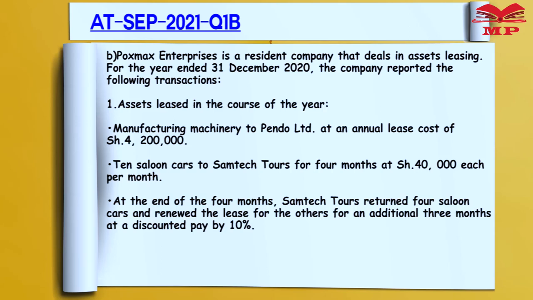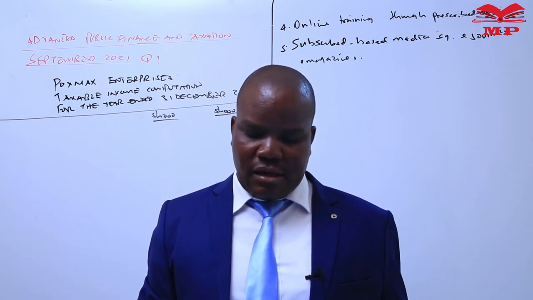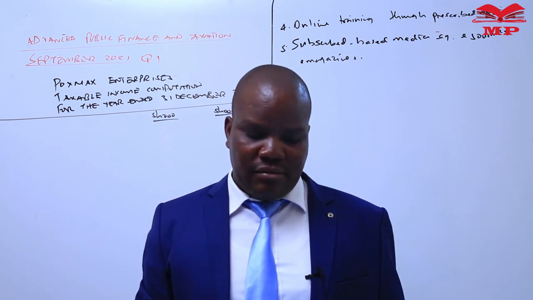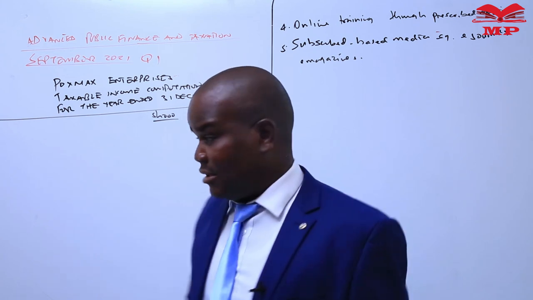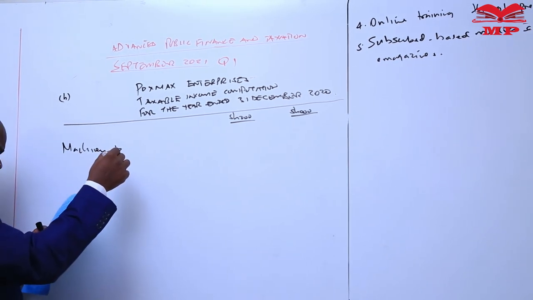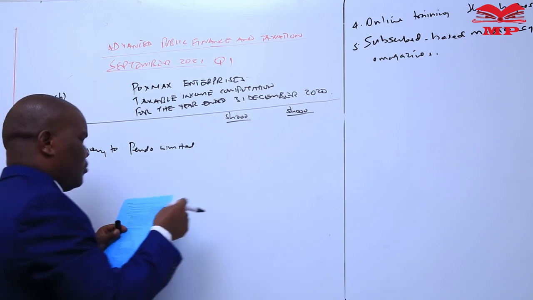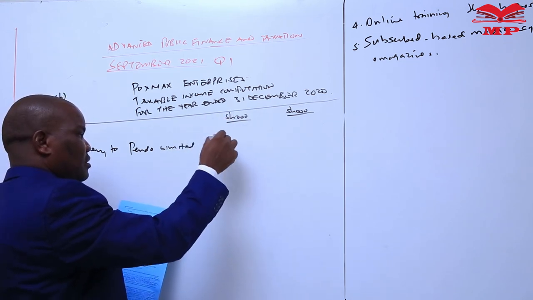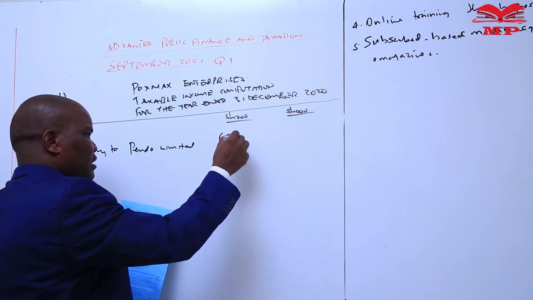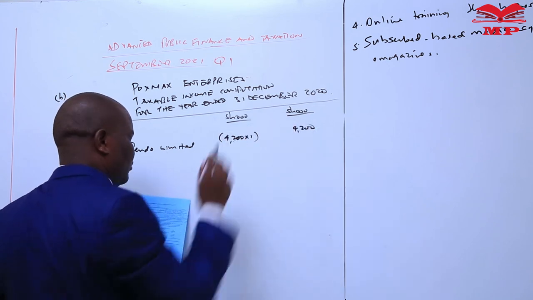So let's start. Assets leased in the course of the year. One, we have manufacturing machinery to Pendo Limited at an annual lease cost of 4.2 million shillings. In other words, Boxmark Enterprises leased machinery to Pendo Limited for an annual lease of 4.2 million shillings. That would be a taxable income in the books of Boxmark Enterprises. So we write here machinery to Pendo Limited. It was 4.2 million shillings. Because we are carrying three zeros here, we shall have 4,200. We multiply by one because it was only one lease transaction. So that gives us a total of 4.2 million shillings.